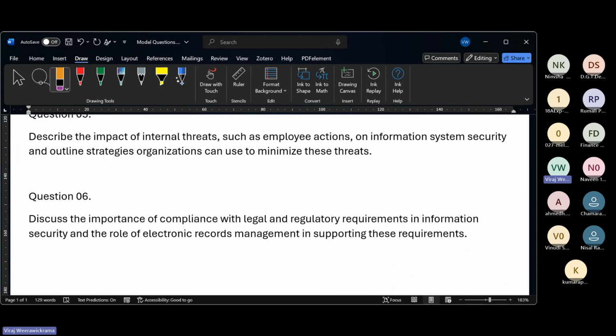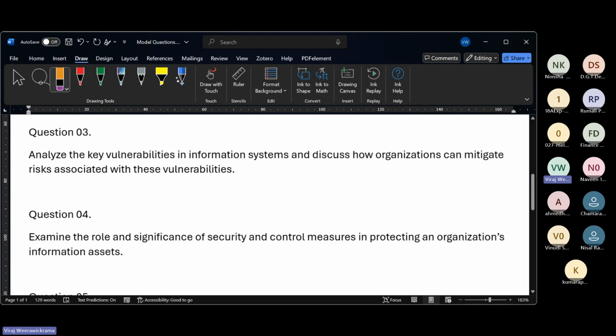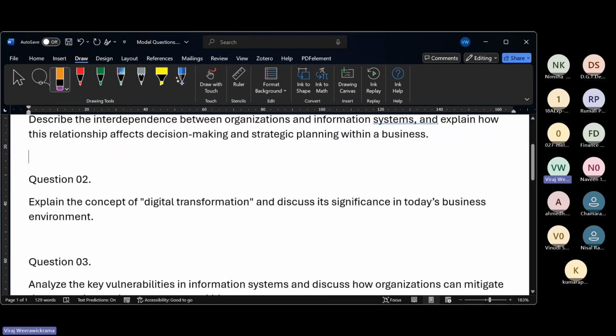Okay. Now, question number 2 here, you can see, is a very easy question. Explain the concept of digital transformation, and discuss its significance in today's business environment. Let me know how many ERs, how many exam requirements, are there. Read the question and let me know how many ERs are there.